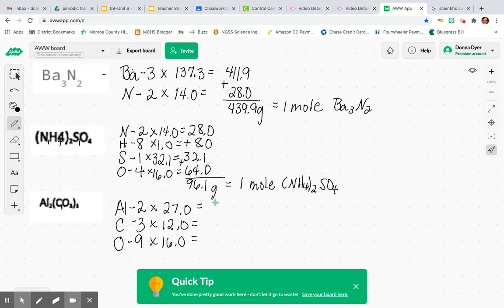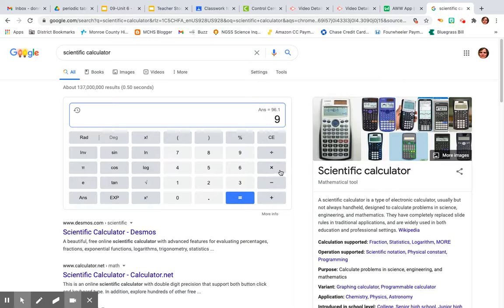Now we multiply. 2 times 27.0 is 54.0. 3 times 12.0 is 36.0. And then 9 times 16.0. I don't know what that is off the top of my head. 9 times 16.0 is 144.